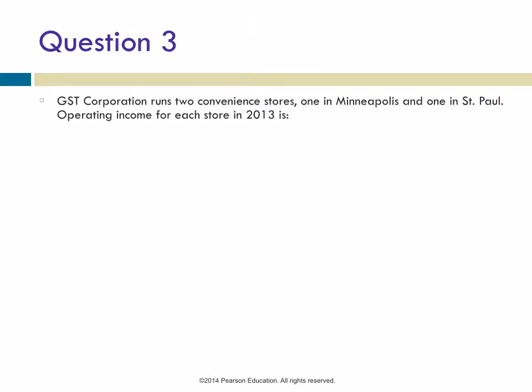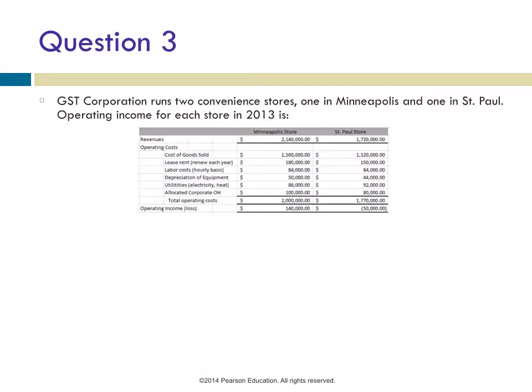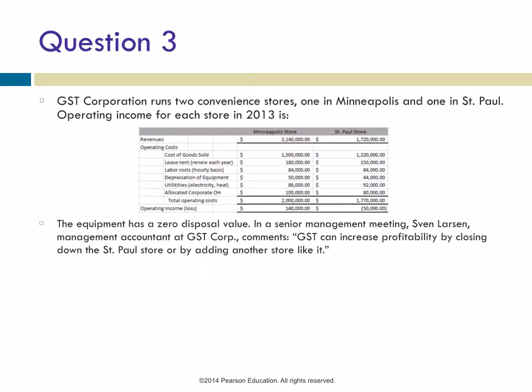Question 3, GST Corporation runs 2 convenience stores, one in Minneapolis and one in St. Paul. Operating income for each store in 2013 is as follows. We've got some information there for the Minneapolis store and the St. Paul store. You can look at the revenues, cost of goods sold, and various other costs, and they net down to operating income or loss. The equipment has a 0 disposal value. In a senior management meeting, Sven Larson, a management accountant at GST Corp., comments, GST can increase profitability by closing down the St. Paul store or by adding another store like it.